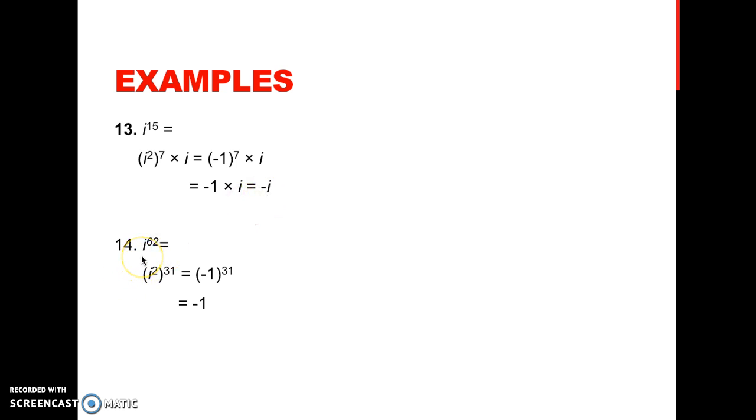Now we have number 14, which is i to the 62nd power, okay? So we can break that down as follows. We have i squared, which, remember, equals negative 1. Then we take that to the 31st power, which, if we know anything about squaring things or taking stuff cubed, if there's a negative sign and our exponent is odd, then that negative sign is going to remain there. So we have negative 1 to the 31st power equals negative 1.